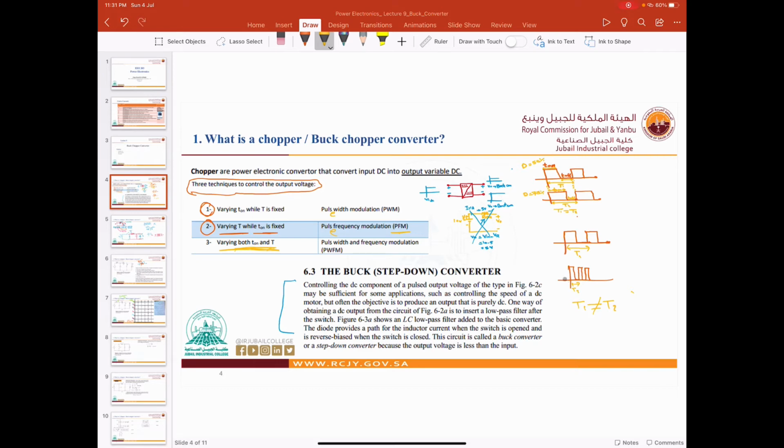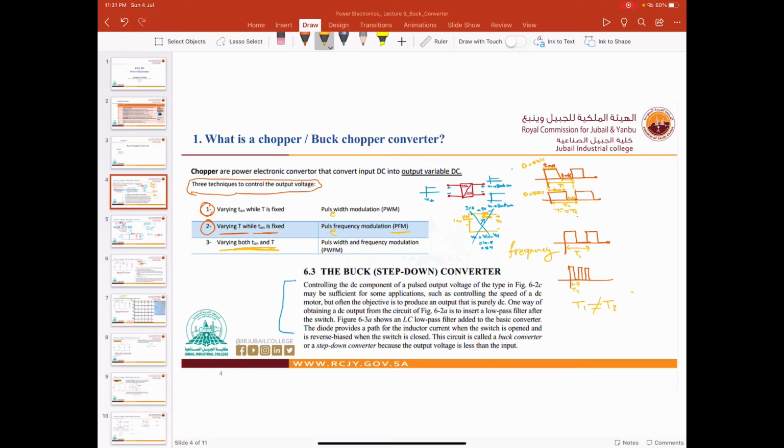So in the exam, if I ask you what is pulse frequency modulation, you should say you vary T while T on is fixed, right? If you answer me with frequency, if you say this is the frequency, I will give you zero. Because in a DC system, we don't have frequency. That's why it is not frequency.